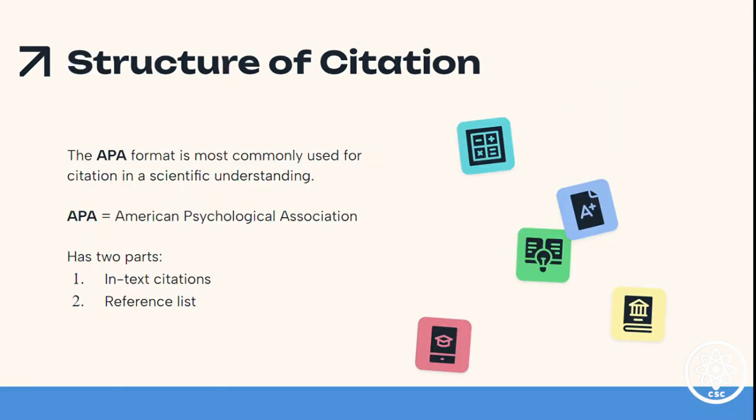So what is the structure of citation? The APA format is the most commonly used citation in a scientific understanding. APA stands for the American Psychological Association. It has 2 parts in it. Firstly, in-text citations, and secondly, the reference list.